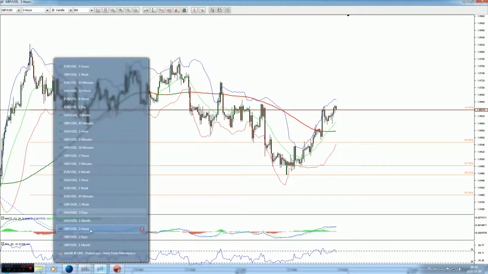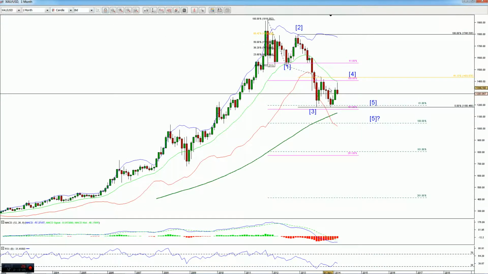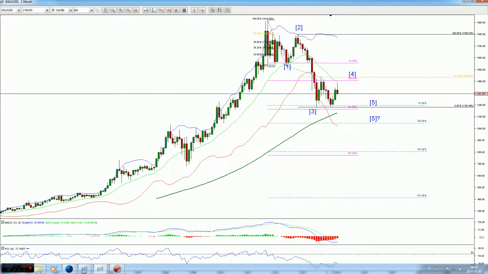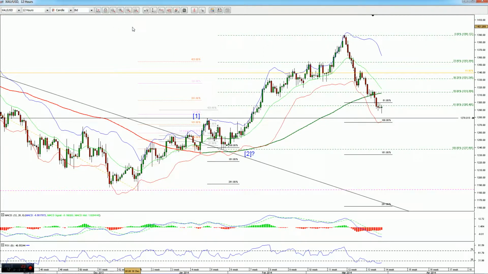Let's have a look at the gold. A, B, probably C for a fourth corrective structure, and a final fifth to the downside. And this is everything on Websala. Okay, now it's working here.